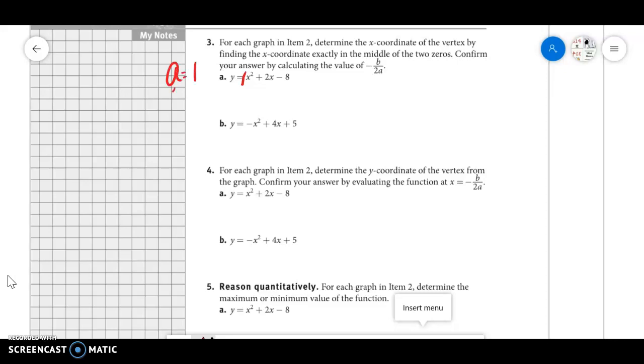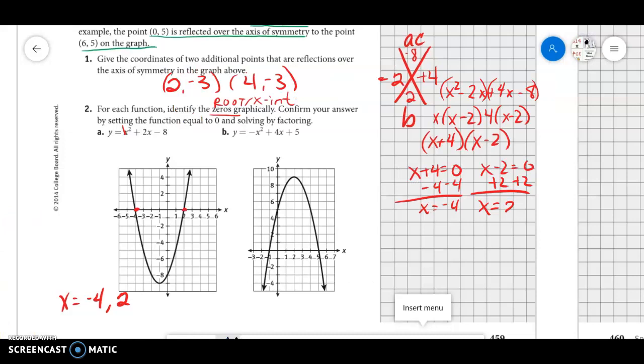So remember again that a is 1, b is 2, and c is negative 8, and we need negative b over 2a, so x equals. B is not negative yet, so I'm going to make it negative. If it was negative, I would make it positive. 2 times a is 1, so I get negative 2 over 2. So my axis of symmetry is x equals -1. And if I go back, I can see here that in fact my axis of symmetry is x equals -1.